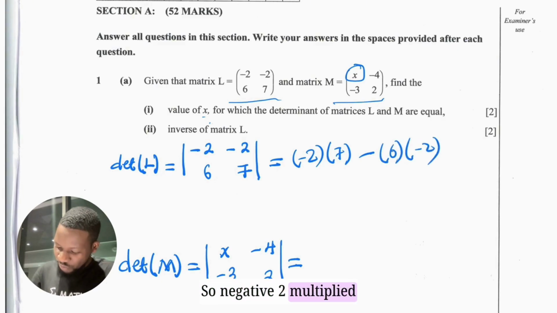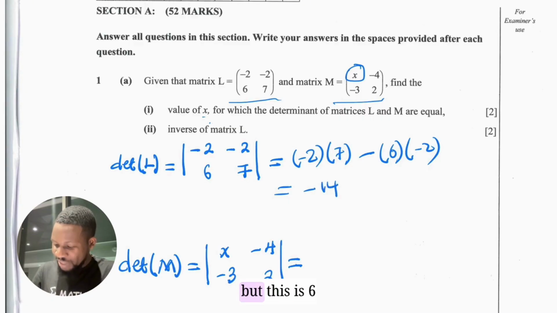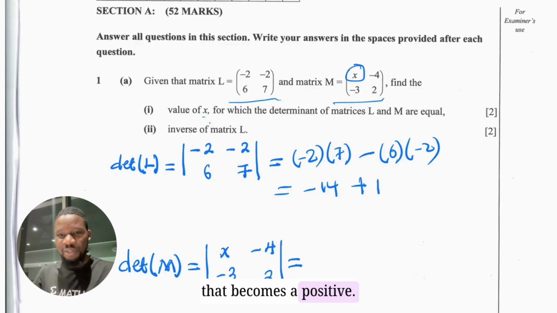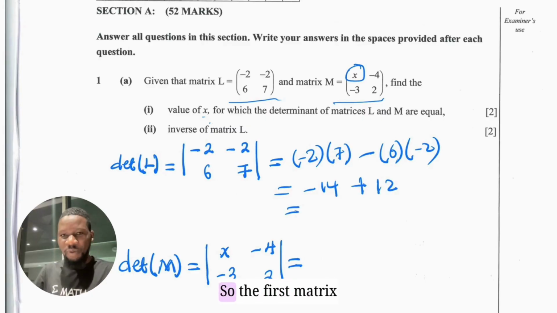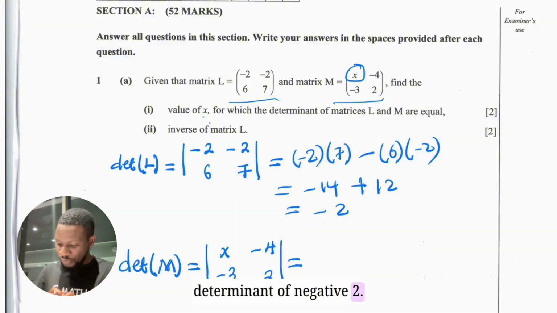So negative 2 multiplied by 7, we get negative 14. Then this is minus, but this is 6 multiplied by negative 2, which is 12, right? So that becomes a positive. Now, this is negative 14 plus 12, which is just negative 2. So the first matrix has a determinant of negative 2.